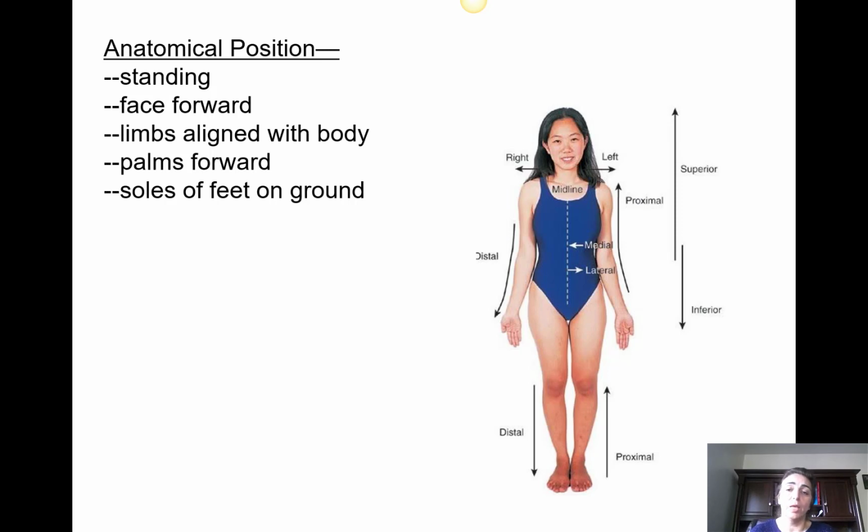In other words, interact with the video, with the PowerPoints. Be active in your learning. That's the way that you will learn the best. So again, the question is: why do we need to define the anatomical position? What's the use of that, right?